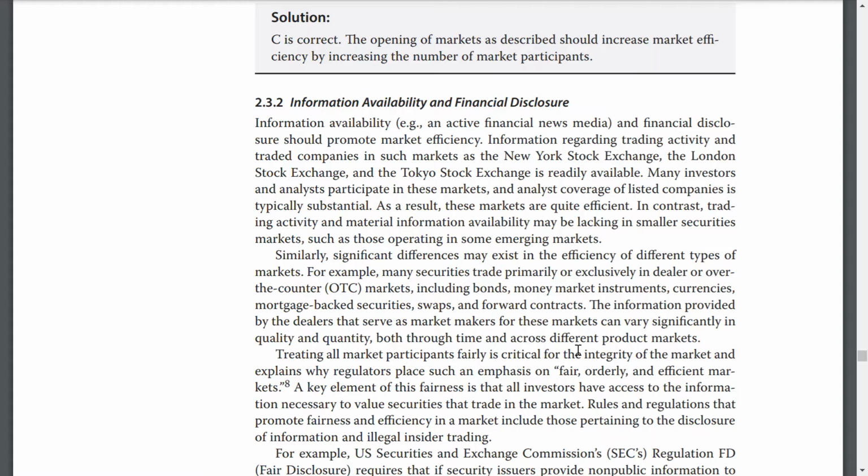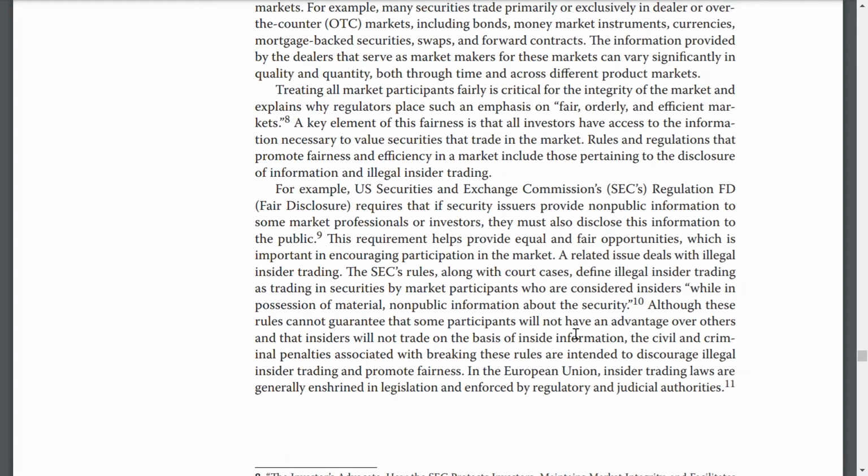Treating all market participants fairly is critical for the integrity of the market, and explains why regulators place such emphasis on fair, orderly, and efficient markets. A key element of fairness is that all investors have access to the information necessary to value securities that trade in the market. Rules and regulations that promote fairness and efficiency in the market include those pertaining to disclosure of information and illegal insider trading. For example, the U.S. SEC's Regulation FD, Fair Disclosure, requires that security issuers who provide non-public information to some market professionals or investors must disclose this information to the public. This requirement helps provide equal and fair opportunities, which is important in encouraging participation in the market.